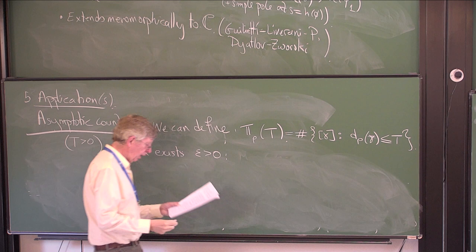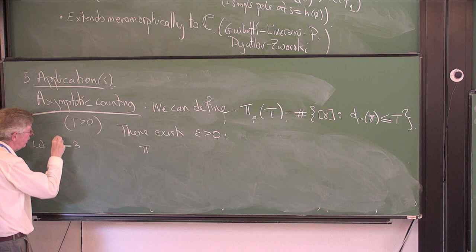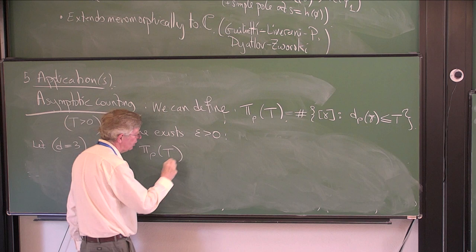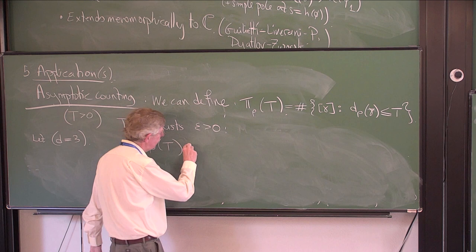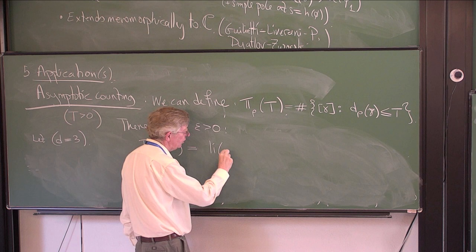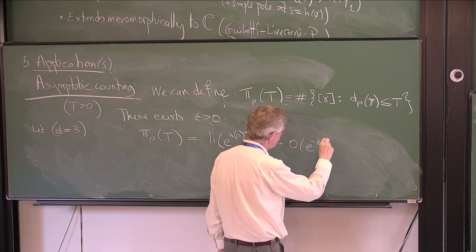So let me restrict to the case that d is equal to 3 for the moment. So in this case, if I have my counting function, I'd like to say that it grows exponentially at some rate. So as t increases, it increases monotonically. And the question is, how does it tend to infinity? Well, the answer is it tends like some standard function. So the logarithmic integral function, so this will be e to the h rho times t. And then there'll be some error term, which would be 1 plus order e to the minus epsilon of t. So it's a fairly precise thing.